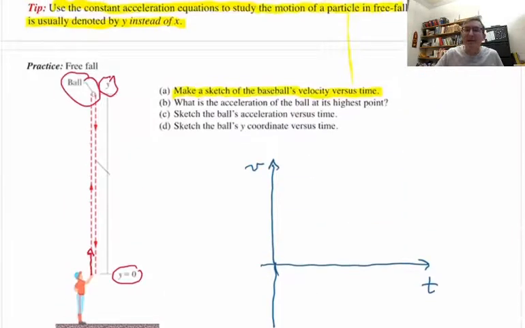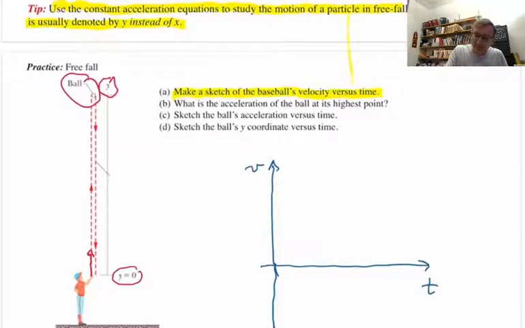Okay? Let's go back to the next question. B. What is the acceleration of the ball at its highest point? Up here, at that moment. What's its acceleration? I want you to think about that. Pause the video, think about it, get an answer, and then come back.